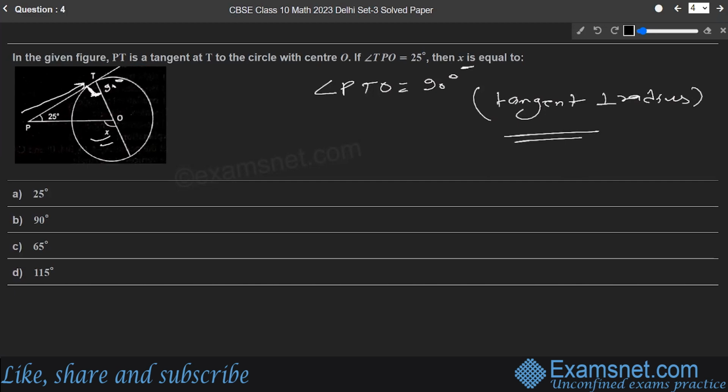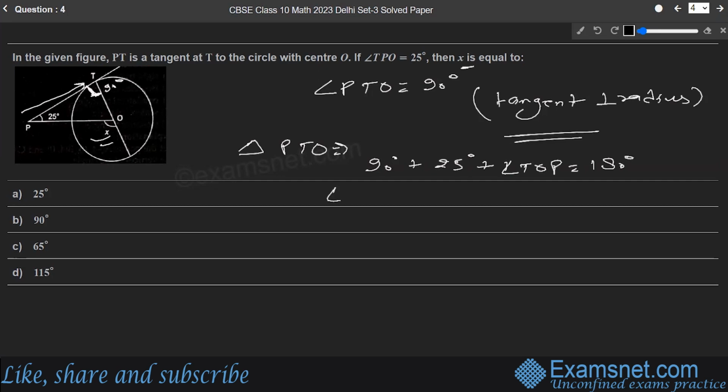Now we have this particular situation in front of us where the angle PTO is 90 degrees. Now let us apply the angle sum property in the triangle PTO. So it's going to be 90 plus 25 plus the last angle, which is angle TOP, is equal to 180 degrees, because the angle sum value is nothing but 180 degrees.